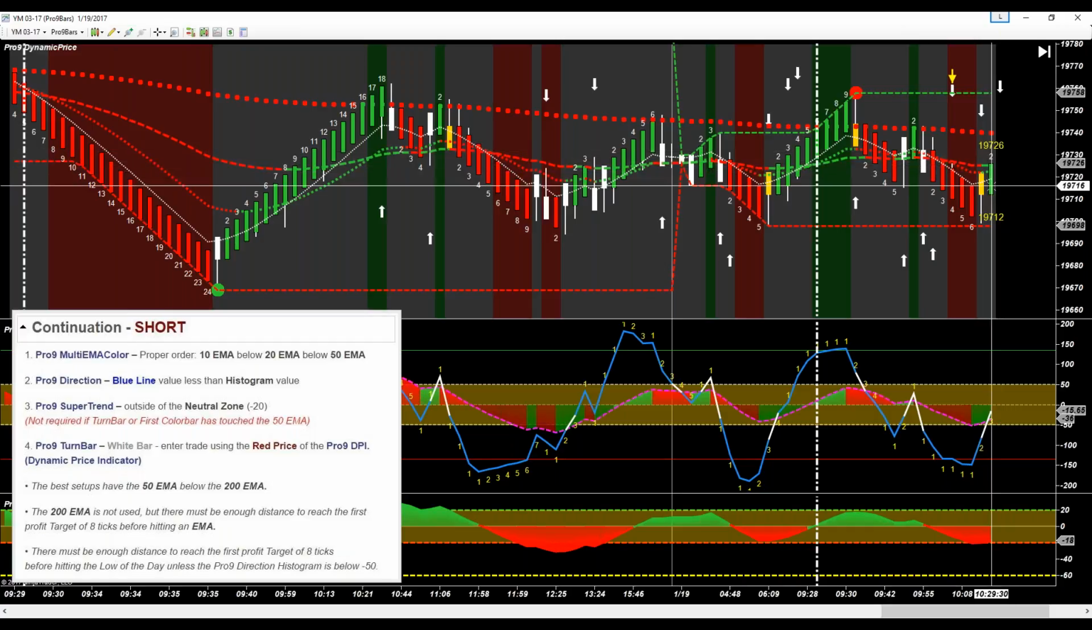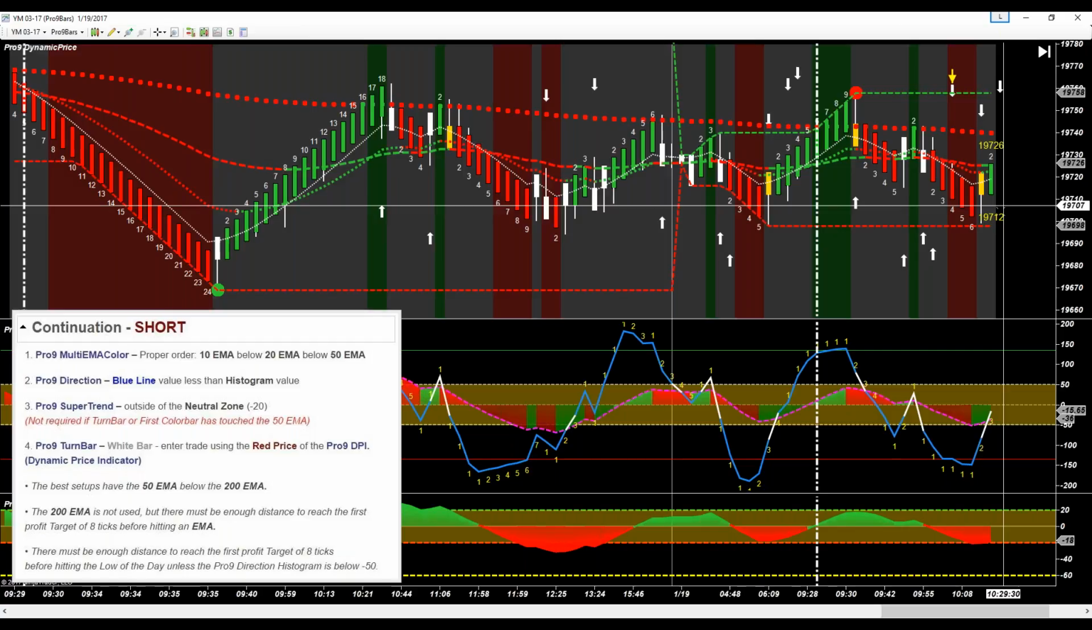Right? So at this point, it doesn't look like anything, but there is a possibility that when I hit this DPI, even if I look at my super trend, it's 2 away from being outside of its neutral zone. So what I say to myself is, I'm feeling very confident that if I hit the red DPI, it's going to create my turn bar, right? That's one of my rules.